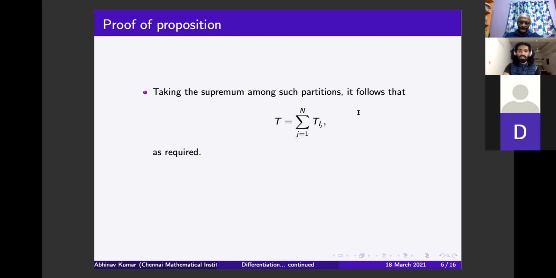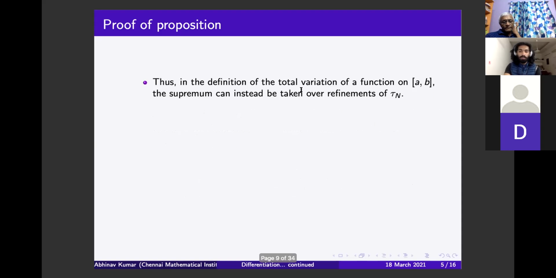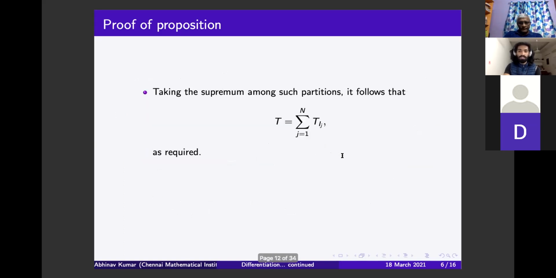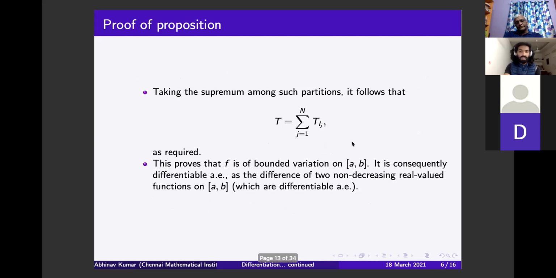So we take the supremum among such partitions, and it follows that the total variation is finite. This is simply justifying a claim which we had made previously, and we were actually done, because this shows that the total variation is finite, and it proves that f is of bounded variation on [a, b]. It is consequently differentiable almost everywhere as the difference of two non-decreasing real valued functions on [a, b].